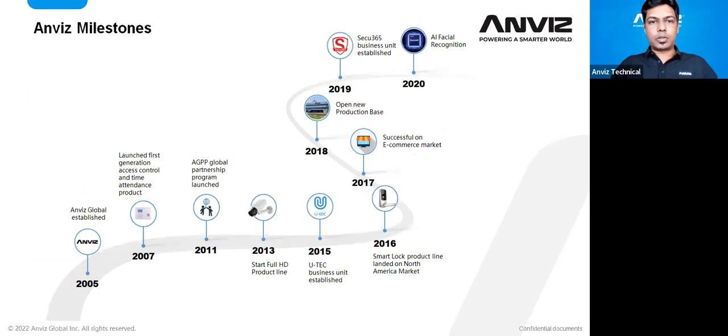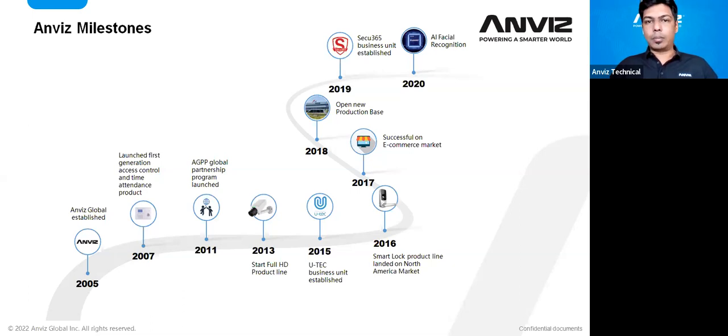This is our complete journey from 2005 to 2020. We have established multiple milestones along the way. The major milestones are that we opened a separate business unit, UTech, in 2015, specially designed for small and medium enterprises, considering smart locks and residential solutions. We also have a separate business unit, Secure 365, which is a cloud-based SaaS platform. And we launched our AI facial recognition in 2020.